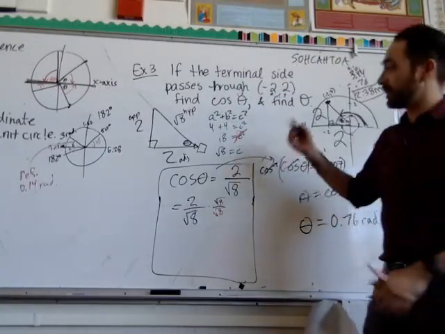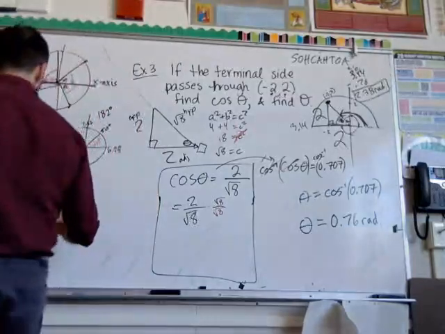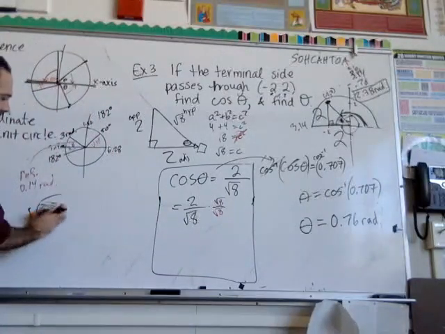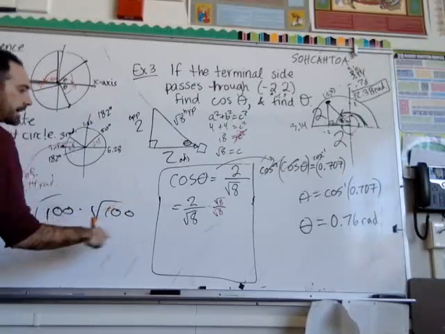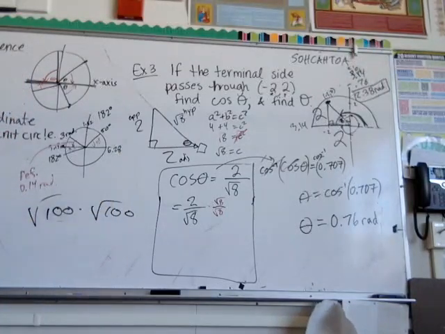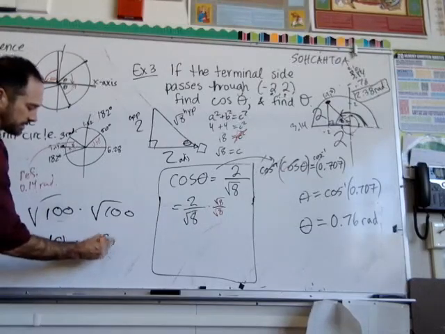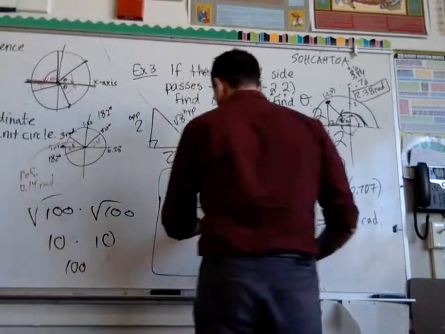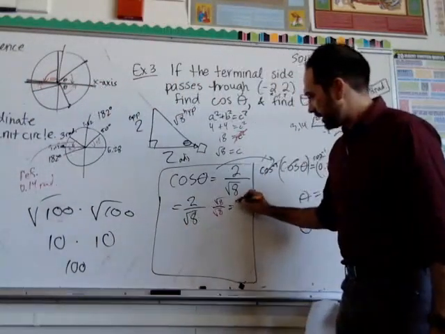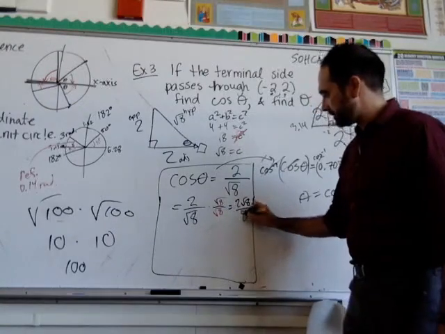Okay. So think about it this way, root 100 times root 100. Using that idea we just said, we're going to get 100. But let's work this out. Root 100 is 10 times 10. What do we get? 100. So it does work every single time. Okay. So back to this. Now we end up with 2 root 8 over 8.